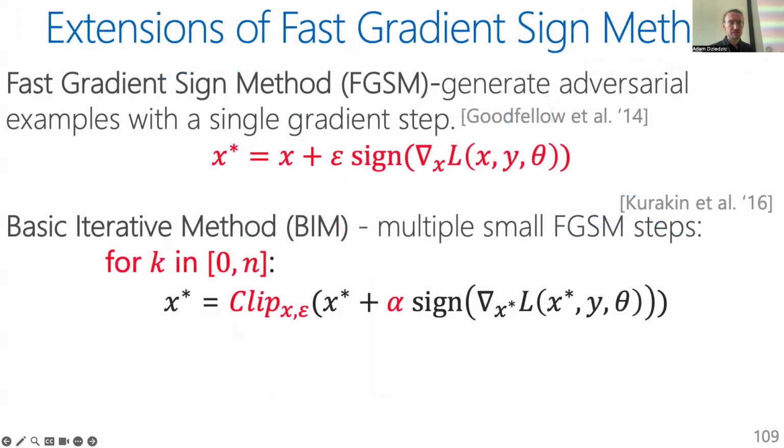I think that's what Sina is talking about, which is called the basic iterative method, in short BIM. BIM proposed multiple small FGSM steps. Indeed, what we can do is continue the steps as in FGSM, but also make sure that we stay within the epsilon ball. So we also clip the gradient to make sure that our perturbation is within the epsilon ball.